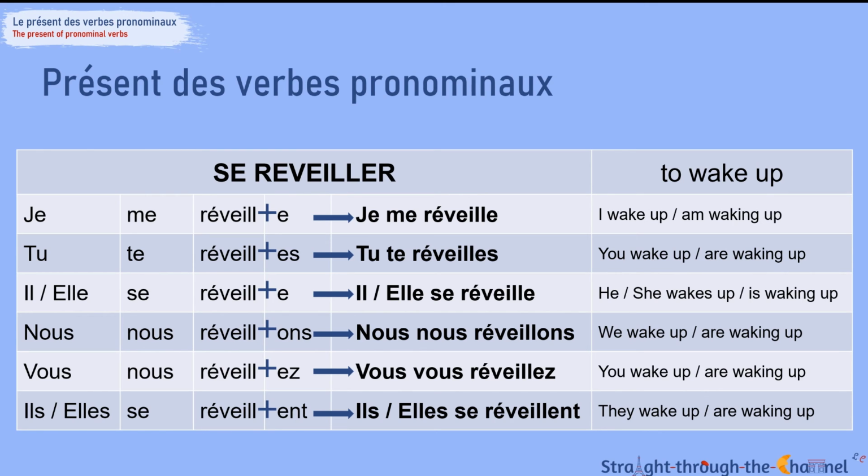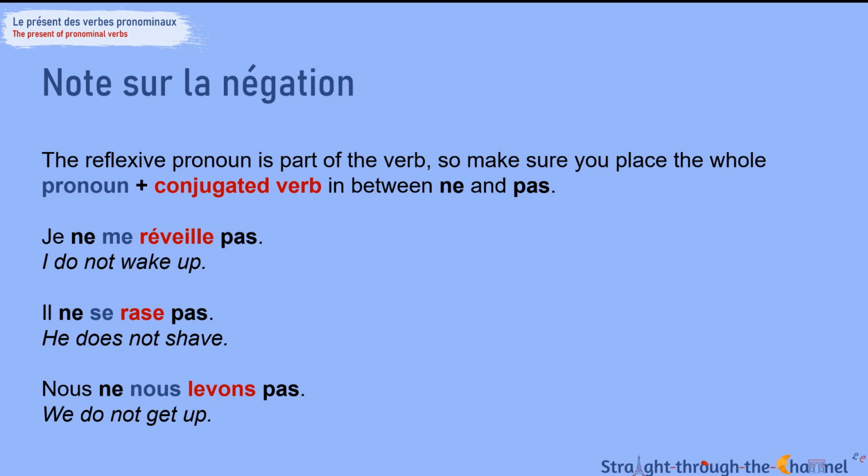One quick note, if you want to use these pronominal verbs with a negation, the reflexive pronoun, so the tiny word, is part of the verb. So you need to make sure you place the whole thing, the pronoun and the verb, in between ne and pas. So for example, je ne me réveille pas.